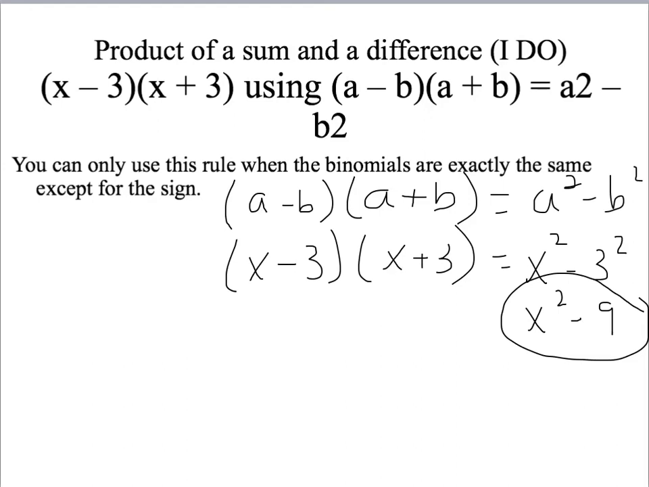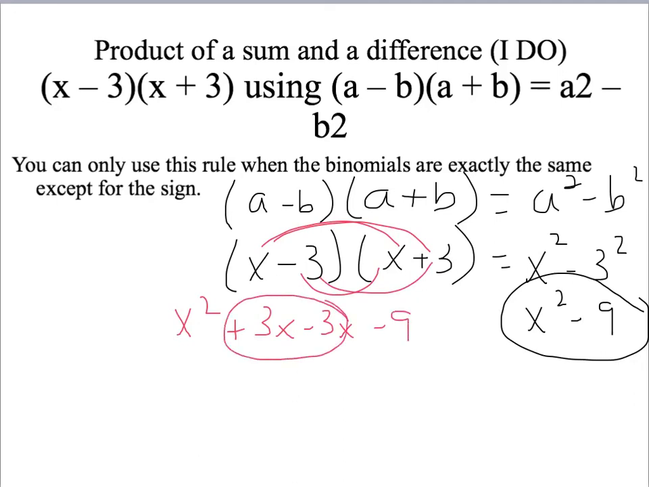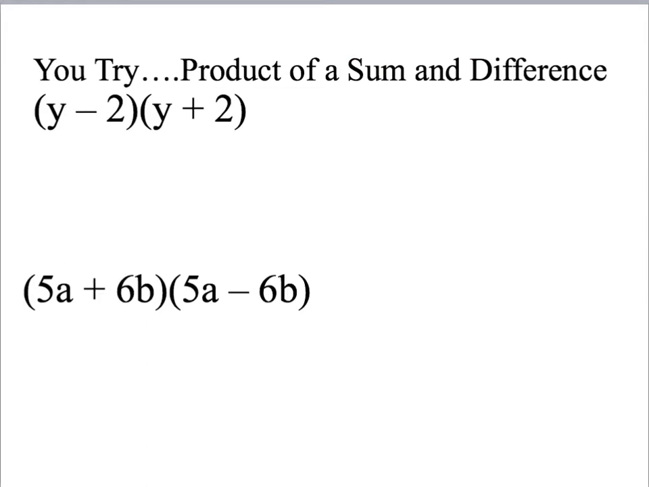I'm going to show you why this works. If we were to do FOIL, we would get x squared plus 3x minus 3x minus 9. You can see that in the center, the plus 3x and the minus 3x cancel out to 0, and you get x squared minus 9. That's why this is true. This is true for all times when you have (a - b)(a + b). Pause the video for a moment and try these two on your own.